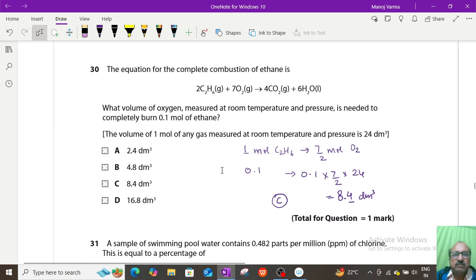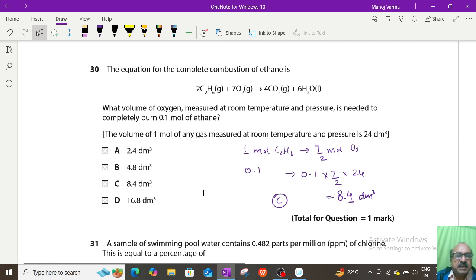And the last question of this video is this question: for the complete combustion of ethane, we have this equation. What volume of oxygen is needed to completely burn 0.1 mole of ethane? That's a straightforward question. 2 moles of ethane require 7 moles of oxygen, so 1 mole of ethane requires 7 by 2 moles of oxygen, so 0.1 mole of ethane will require 0.1 into 7 by 2 moles of oxygen, but its volume will be multiplied by 24, which gives me 8.4 dm3. So that's the answer C.